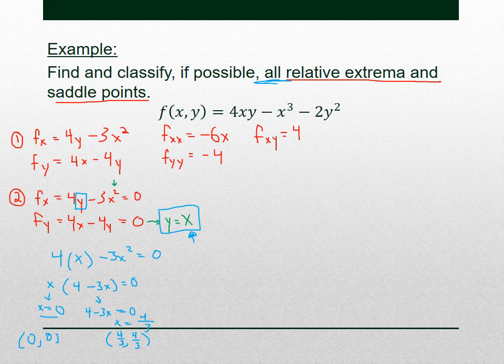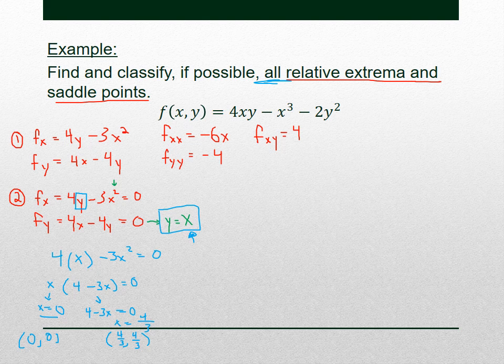Right, so we're going to have 2 points there, a 0 comma something, and a 4/3 comma something. And we go back to this guy to figure out what y is. Well, y is equal to x. So if x is 0, y is also 0. And if x is 4/3, y is also 4/3. So we got 2 critical values from that second step, 2 solutions to this system where the partial derivatives are equal to 0.